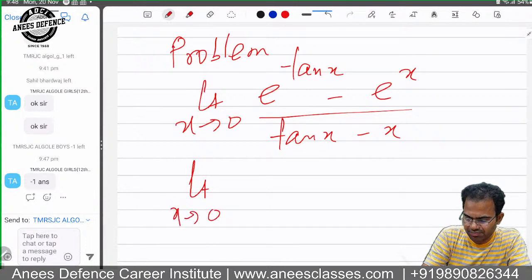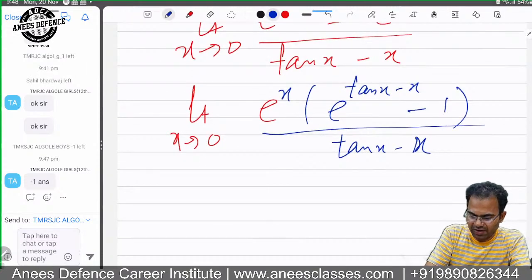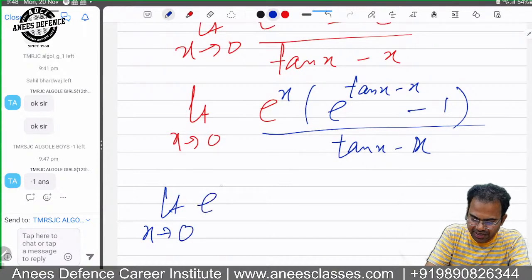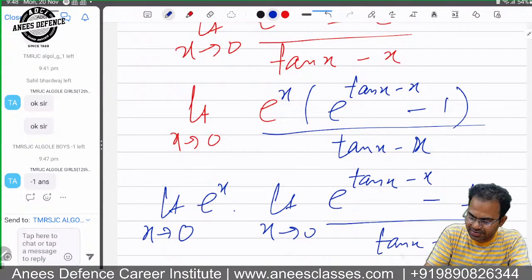Limit x tends to 0. I will take common factor outside. E to the x, so e to the power tan x minus x minus 1 upon tan x minus x. We have two factors. I will solve these two factors separately. Limit x tends to 0 e to the x into limit x tends to 0 e to the power tan x minus x minus 1 upon tan x minus x.